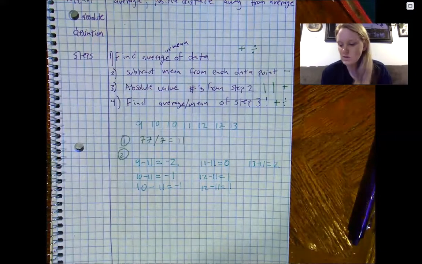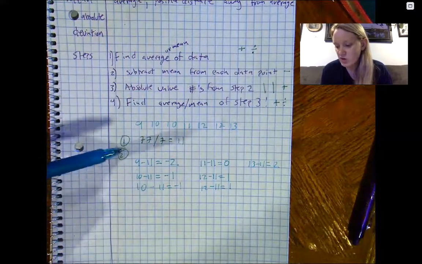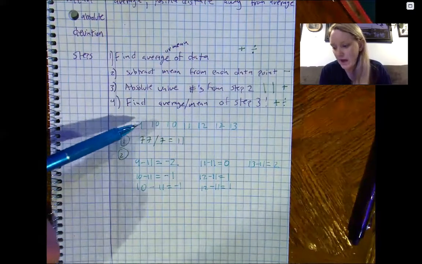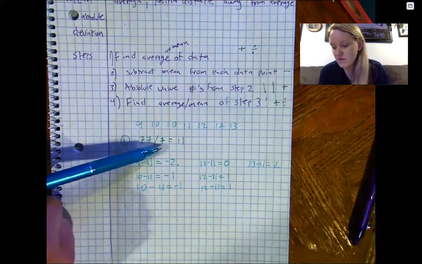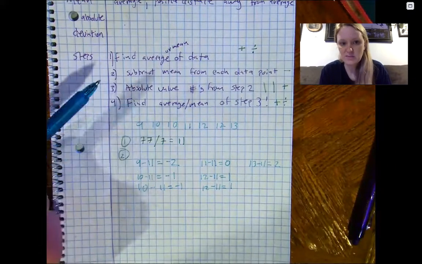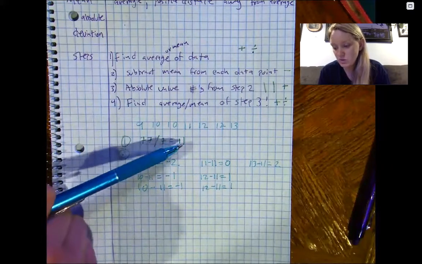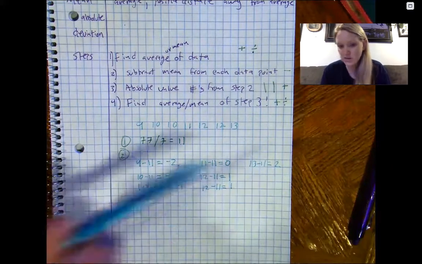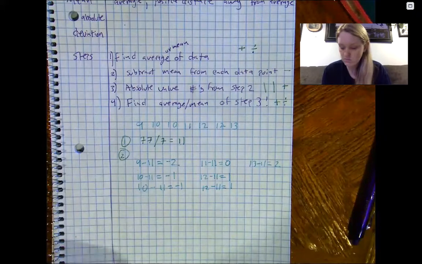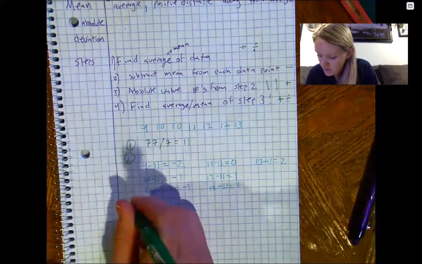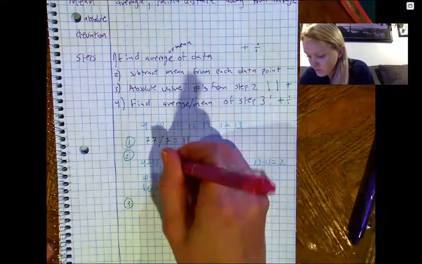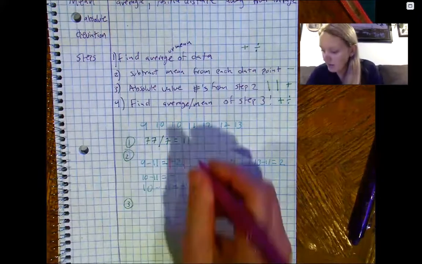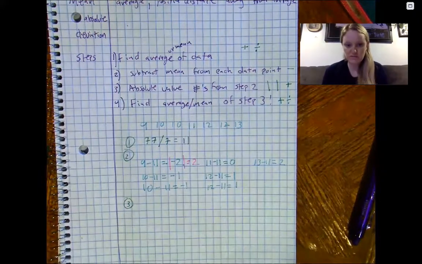Okay. So step 1 was to find the average. We have already done that: we added all the numbers, we got 77, we divided by 7 and we got 11. Step 2 says subtract your mean, which was 11, from all of your data points, which we just did. Now step 3 says to make all of them positive, to absolute value them. We learned that when you put these bars around something, it means make it positive.